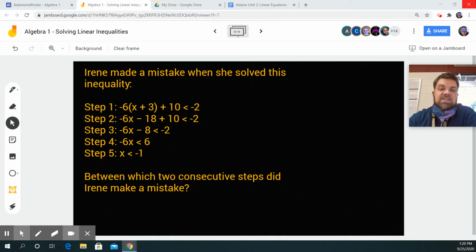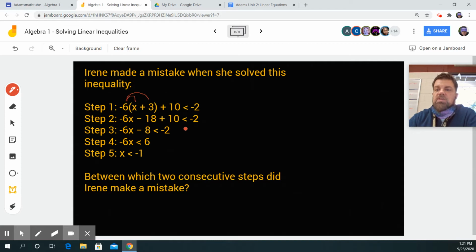But Irene made a mistake when she solved this inequality. Okay? So what we're going to do is identify the properties of equality and then see if she applied them properly. The first one that I see here is, to get from step one to step two, it looks like she just pushed the -6 through to the 3.